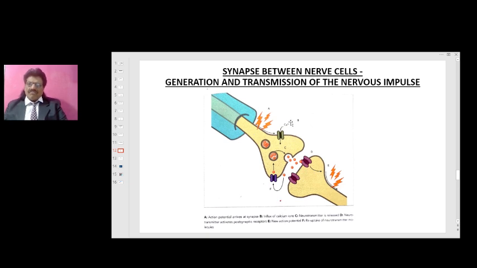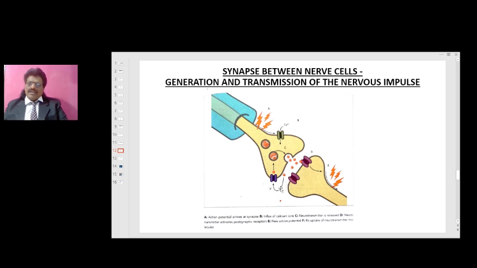B, there is influx of calcium ions. Once there is influx of calcium ions, C, the neurotransmitter is released. D, the neurotransmitter activates the postsynaptic receptor. And E, a new action potential is generated. And finally F, there is reuptake of neurotransmitter molecules.